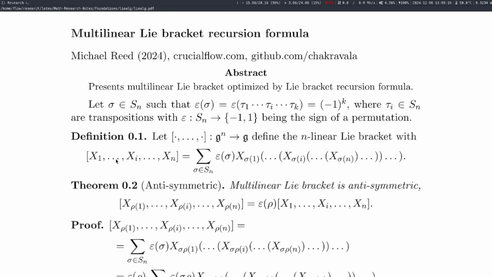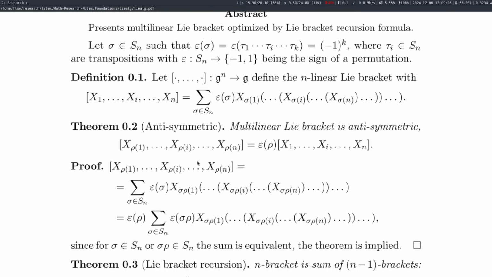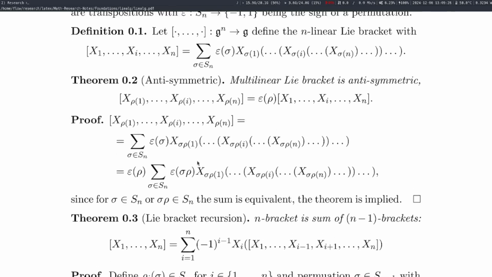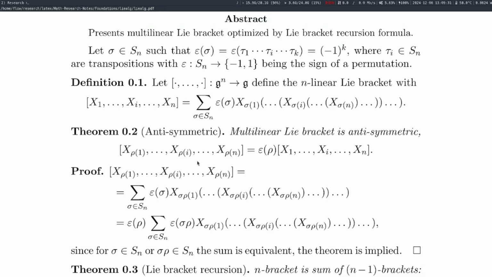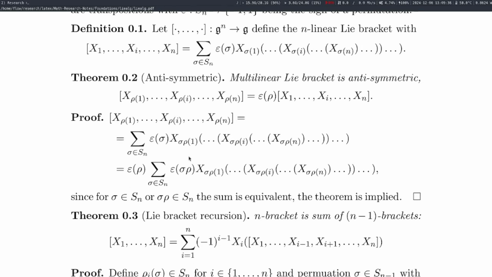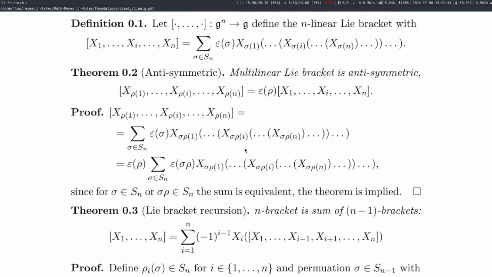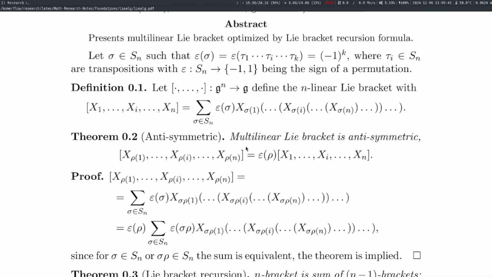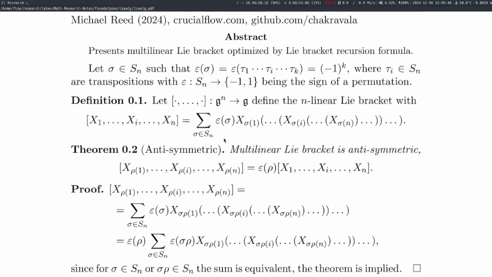But today in this new paper, we're considering the most general form that I can think of, which is if we define it in this way. And I don't typically see people defining the Lie brackets like this, but this is a natural generalization of it. So we can take a look at the antisymmetric property, and basically the multilinear Lie bracket is antisymmetric.